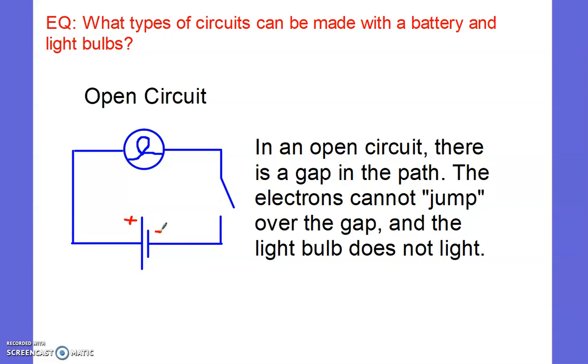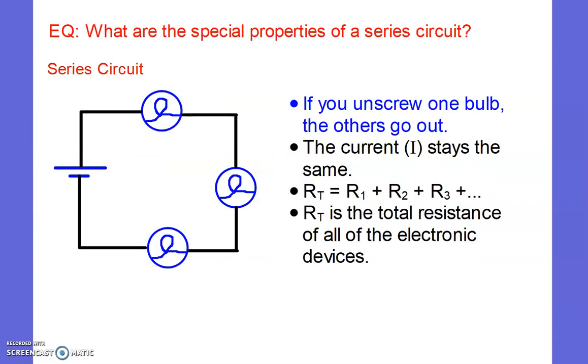Now, this is the issue if we have just a single light bulb, but what happens if we have multiple light bulbs? Well, there are different ways of connecting multiple light bulbs. The first method is to set them up in what we call series. In a series circuit, we have one loop, one path, and all the light bulbs are within that one path.